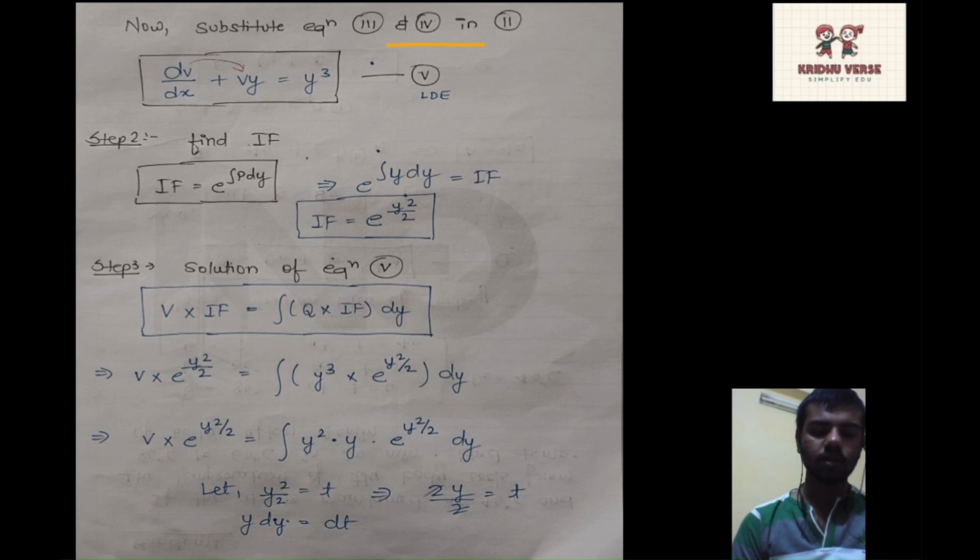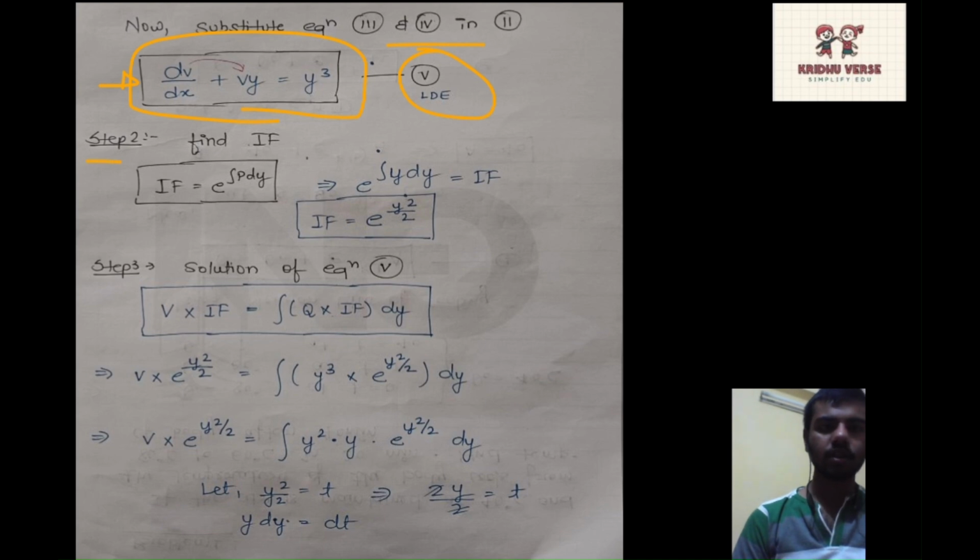So what we are getting now: db over dx plus by equals y cube. Why we got it like this: previously I said 1 by x square dx over dy is equal to db over dx, plus by means minus 1 by x we took as b. So db over dx plus by equals y cube. This is our equation number 5 and it is a perfect form of a linear differential equation. So we can solve it now as a linear differential equation.